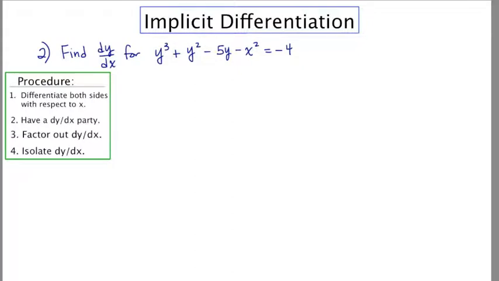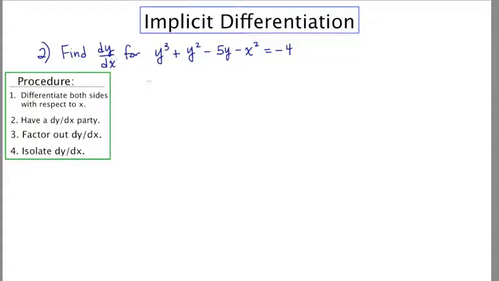In our next example, you're asked to find the derivative of an implicitly defined equation. I've written a procedure off to the side of what you should expect along the way. We're going to start by differentiating both sides with respect to x. When that's done, we're going to have what I call a dy dx party, which means bring all terms that have dy dx to one side and all things without a dy dx to the other side. The dy dx is sort of like your invitation, and you can only come to the party if you have one. Then we're going to factor out the dy dx from whichever side you're having the party on, and then you're going to isolate by dividing away everything else.